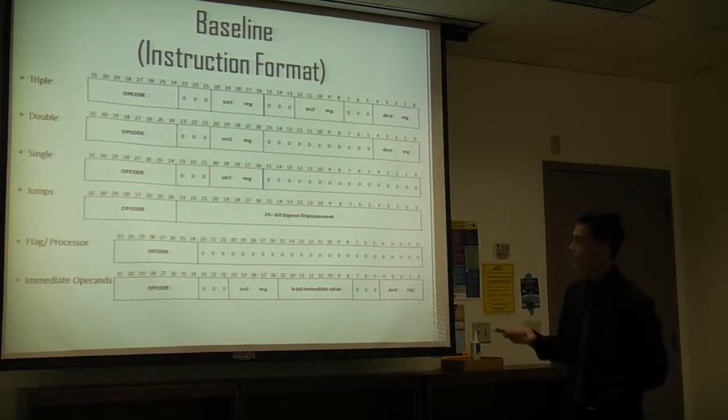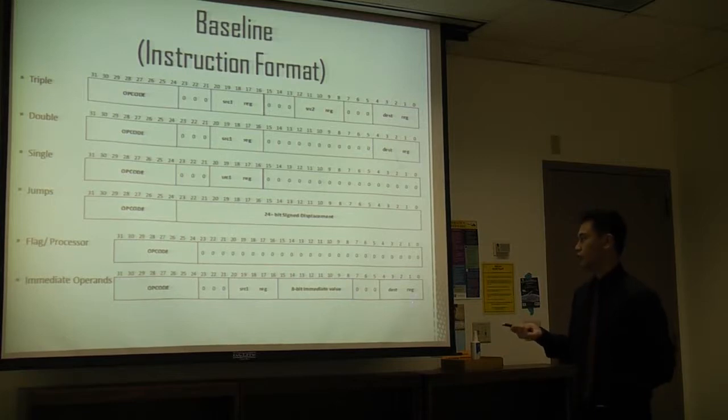And for the flags, we have no register sets, because we don't want the user to implement or change the status flags. For the immediate operands, we have the 8-bit immediate value from 8 to 15. We have the destination register from 0 to 4, and we have source 1 from 16 to 20.